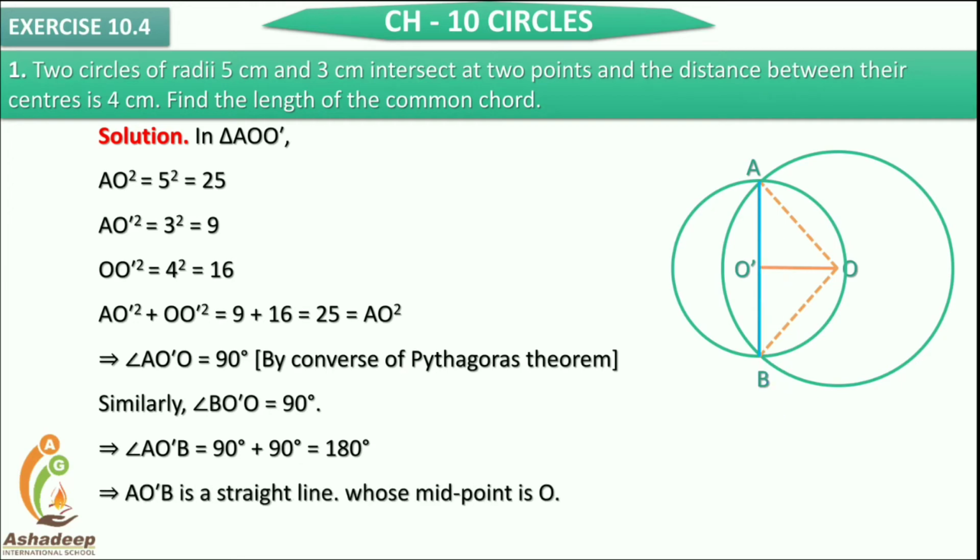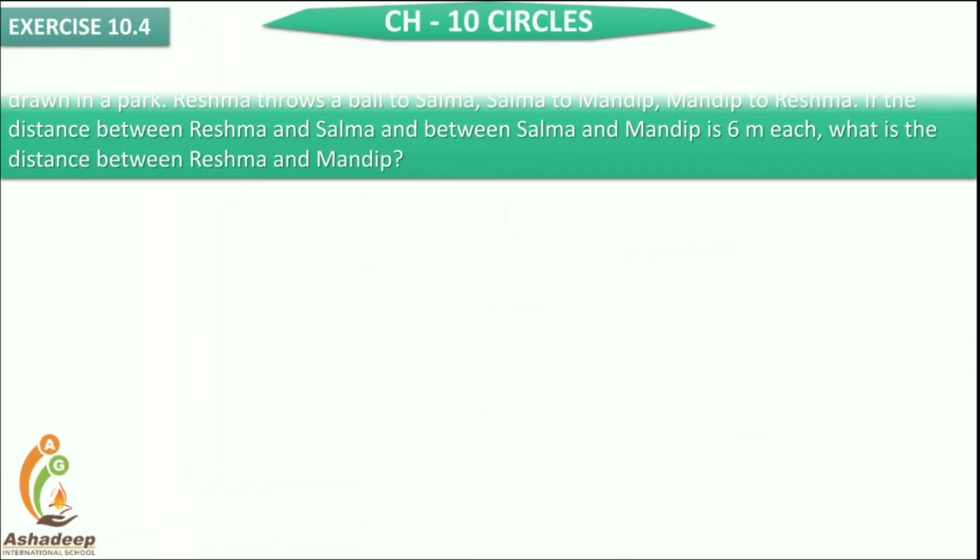So hence the straight line, whose midpoint is O. So we can say AB is equal to 3 plus 3 is equal to 6 centimeters. Okay, so now let's move on to the next sum.